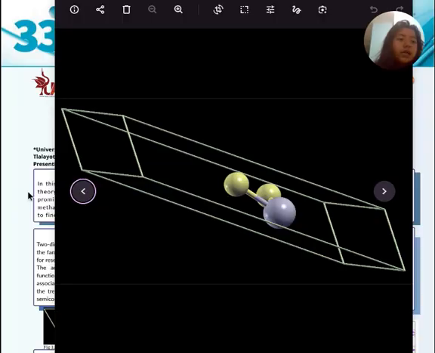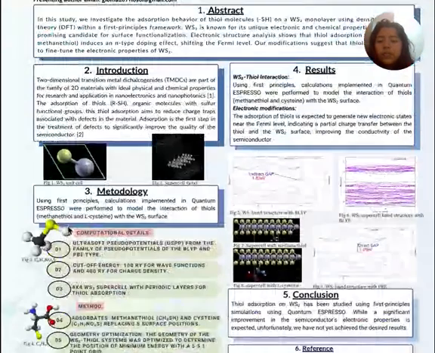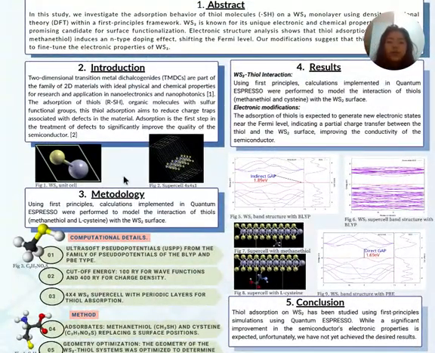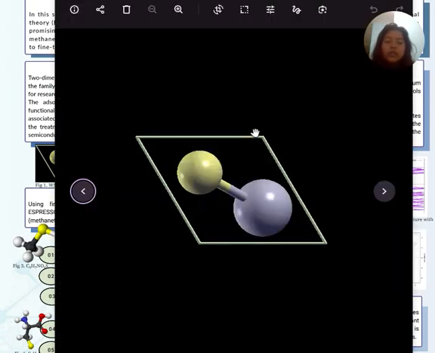WS2 has a hexagonal crystal structure. In figure 1, we can see the WS2 unit cell in the plane X. This is sulfur and this is tungsten.